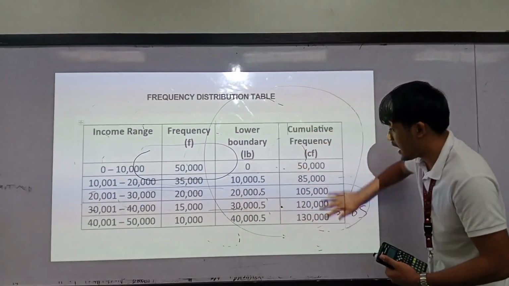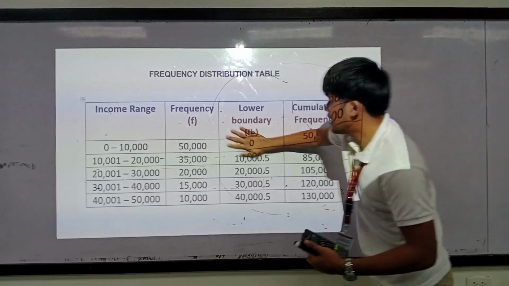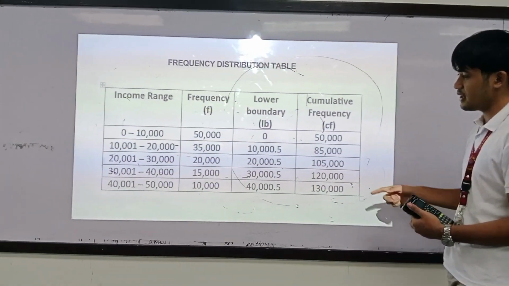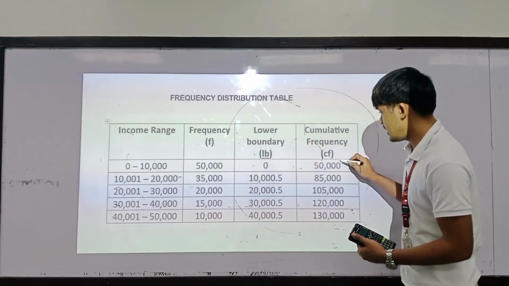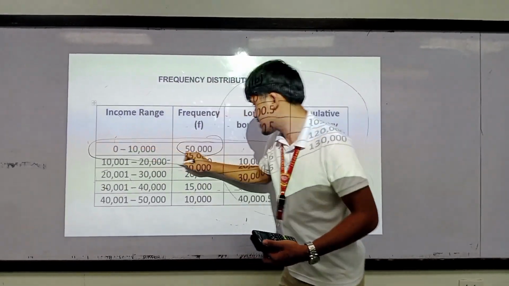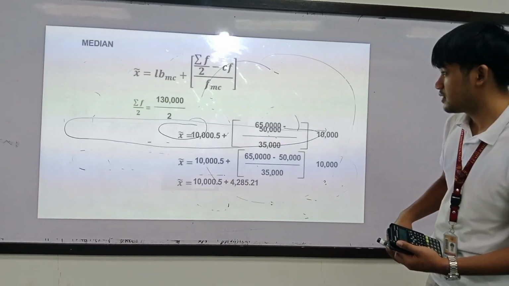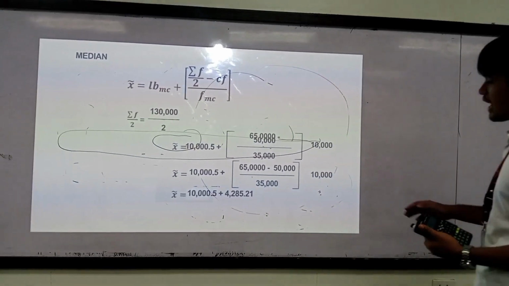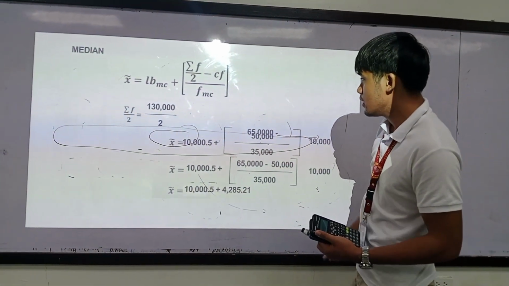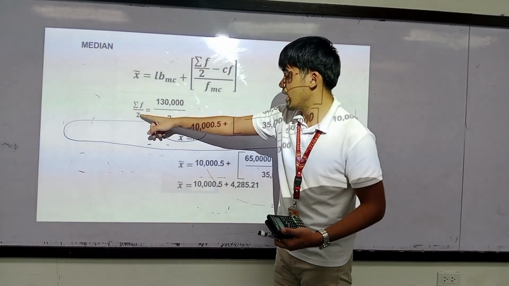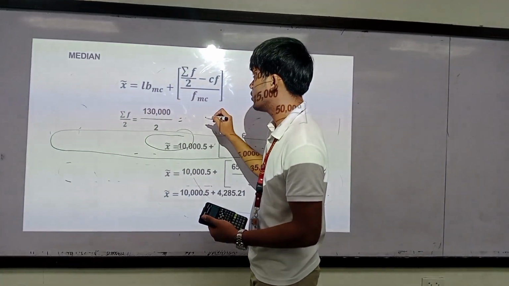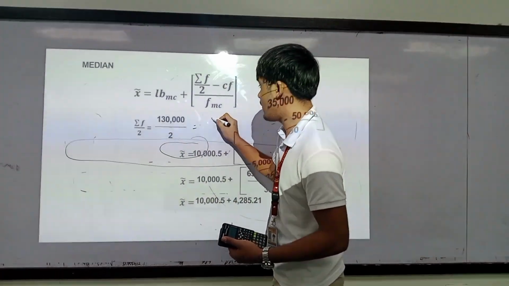So in the median, we will just see the most frequent frequency. As you can see in this, the most frequent data is this 50,000. So this is now our median class. Okay. So since we already have our data, then we can get the different values. Our summation of f, which is the 130,000, over 2, is equivalent to what? 65,000.